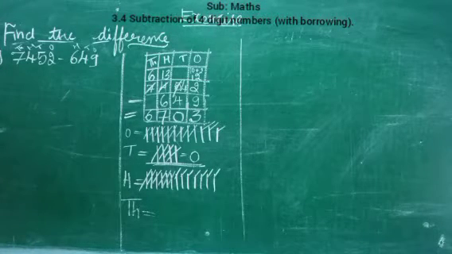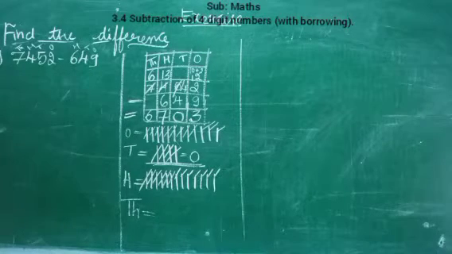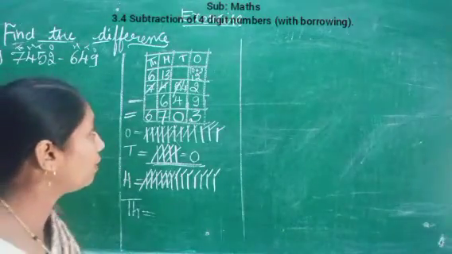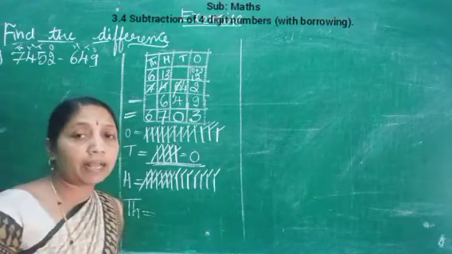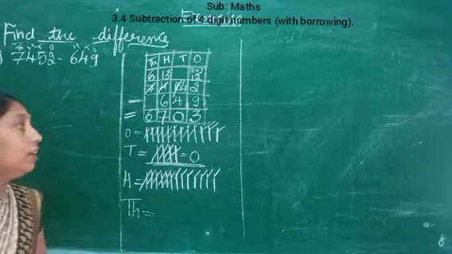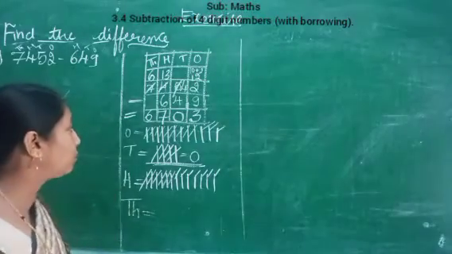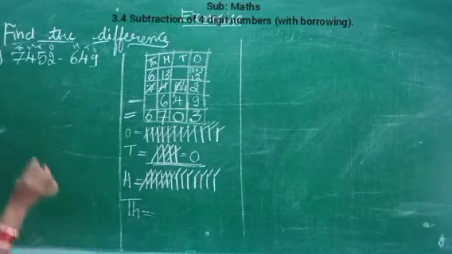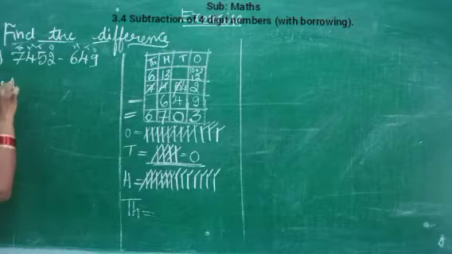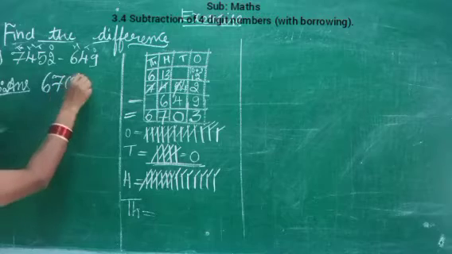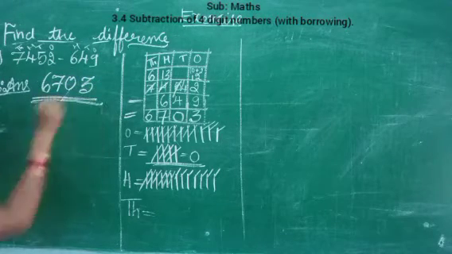7452 minus 649. It comes the answer is 6703. First we subtract the one place, another one is tens, then 100, then 1000. We subtract, the answer comes up 6703. Therefore answer is 6703.